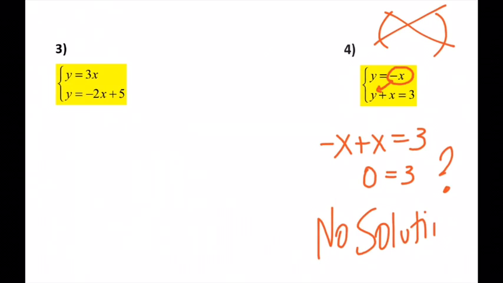So if you come up with something that's not true, like 0 equals 3 or 1 equals 5, that's never going to be true. So that means the two lines are actually parallel and they're never going to intersect. There's no solution to that system.